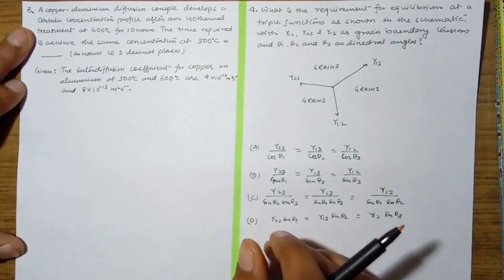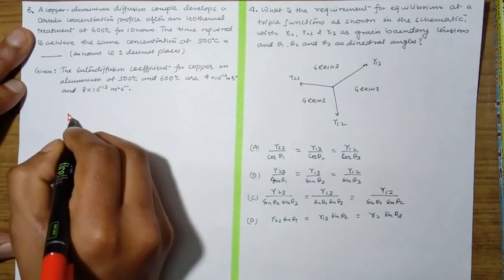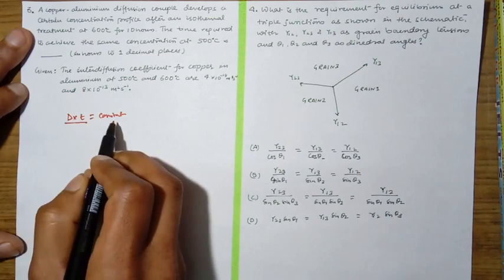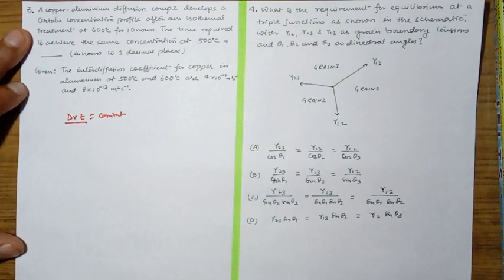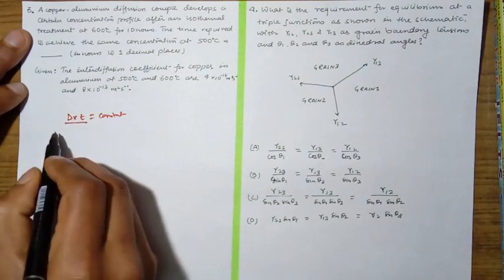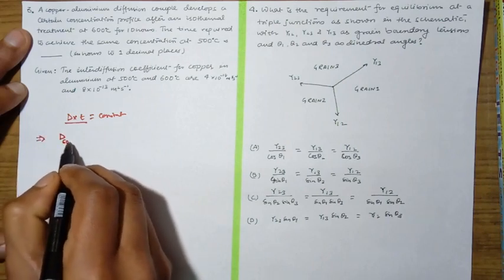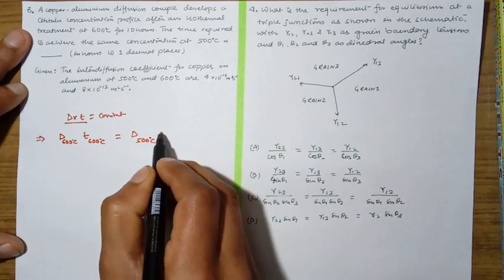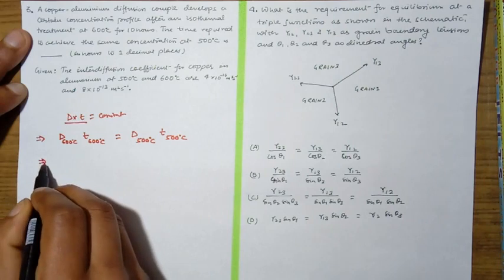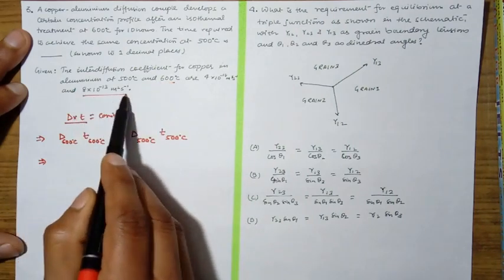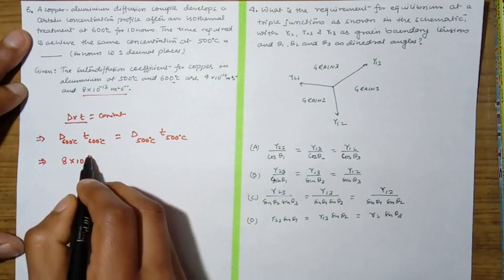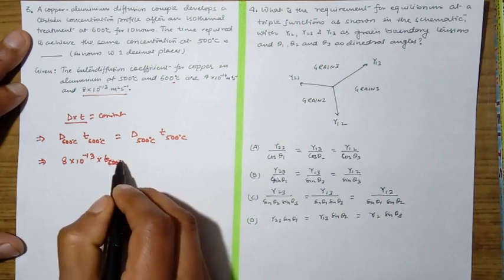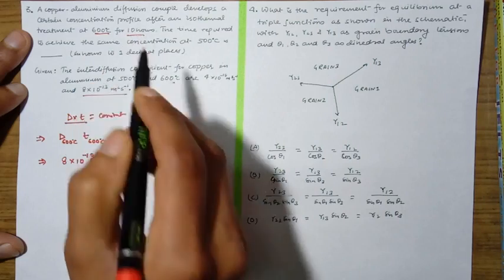here there is a simple formula which is used, given as D into t is equal to constant, meaning diffusion coefficient into the time is constant, because we are maintaining the same concentration. So we will write this equation as D at 600 degrees centigrade into the time at 600 degrees centigrade equal to D at 500 degrees centigrade into t at 500 degrees centigrade. Okay, so what is the D at 600 degrees centigrade? This is 8 into 10 power minus 13 into the time at 600 degrees centigrade, that is 10 hours, is equal to D 500.